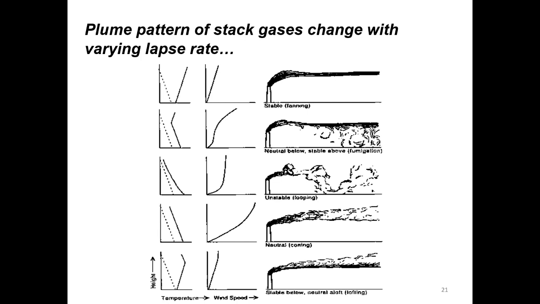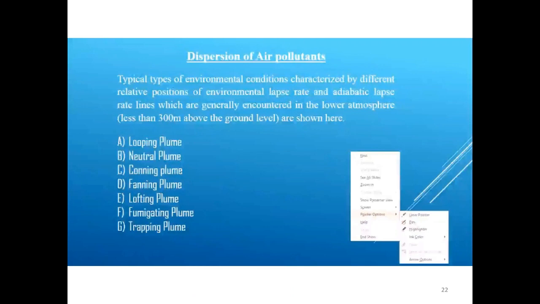So actually, DALR, or dry adiabatic lapse rate, is 9.8 Celsius per kilometer. So if there is no heat exchange within our atmosphere, the temperature of the air decreases by 9.8 Celsius per kilometer as it goes higher up in altitude. So there are different types of plumes.